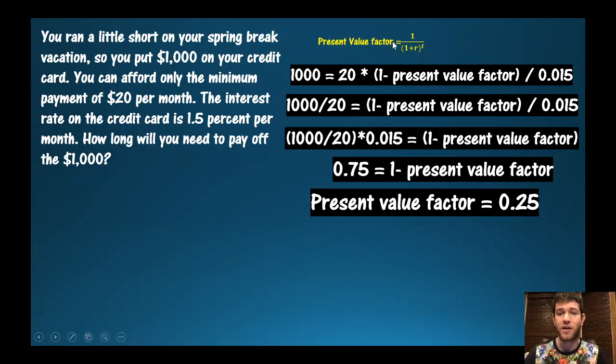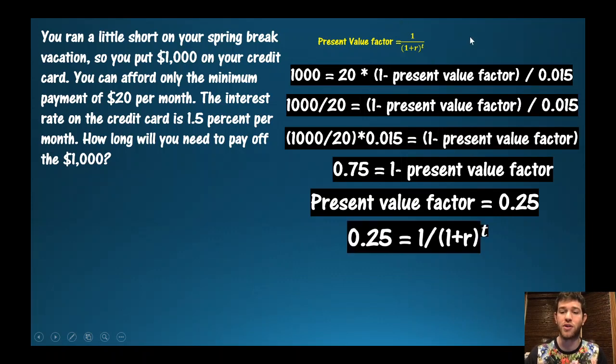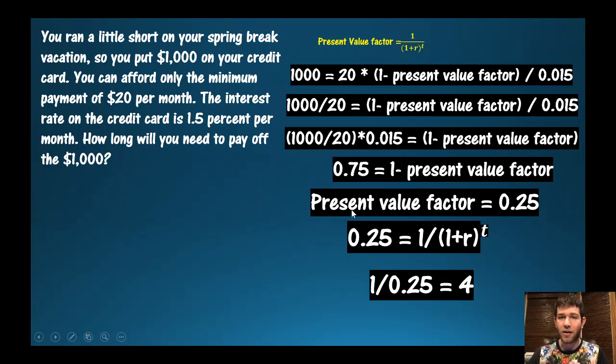Referring back to the present value factor formula, this 0.25 is equal to 1 over (1 plus r) to the t. And if we solve from there, 1 divided by 0.25 is (1 plus r) to the t, which is 4. So what that means is that the value that we started with, which we don't know, ended up being 4 times the ending value.